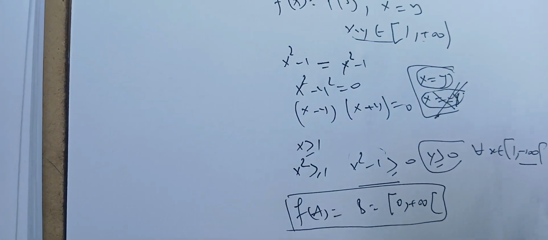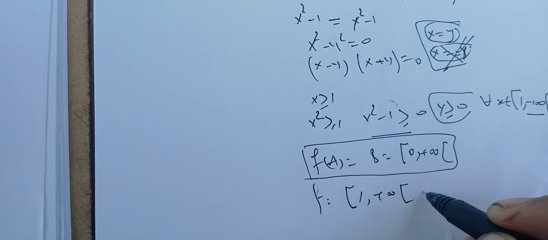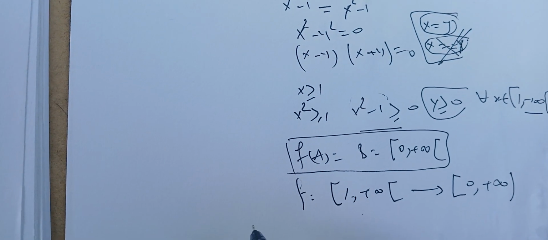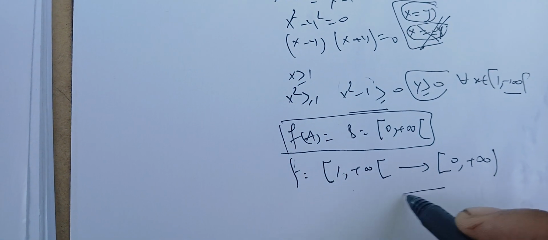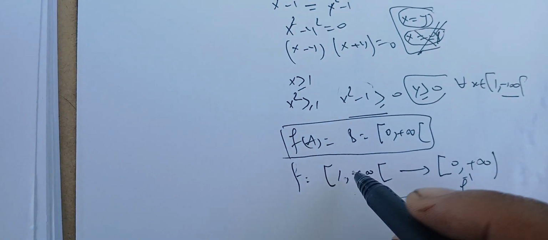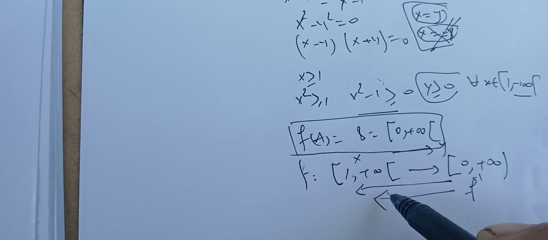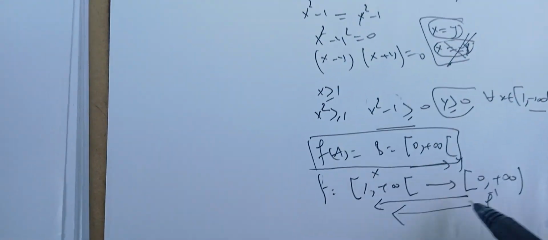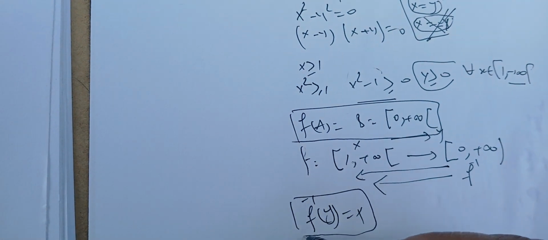So now we proved that f is both surjective and injective from 1 to plus infinity onto 0 to plus infinity. Therefore, we can talk about f inverse. It's going to go this way. So this is our f inverse. This one takes x and gives y, and this one takes y back into x. But later we're going to switch back. So this is saying that f inverse of y is equal to x.